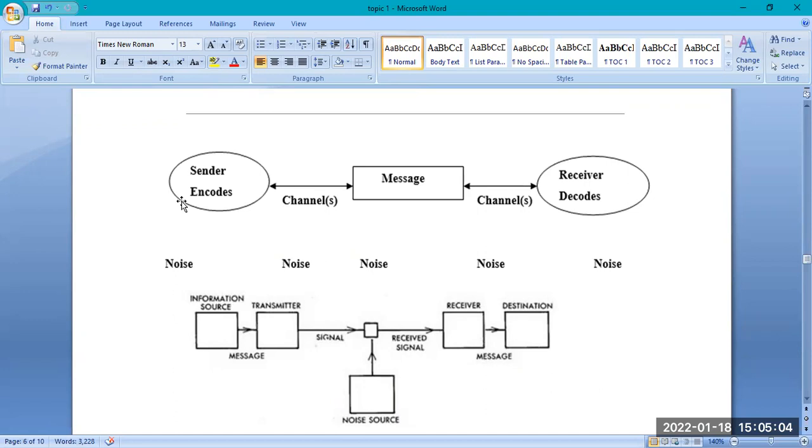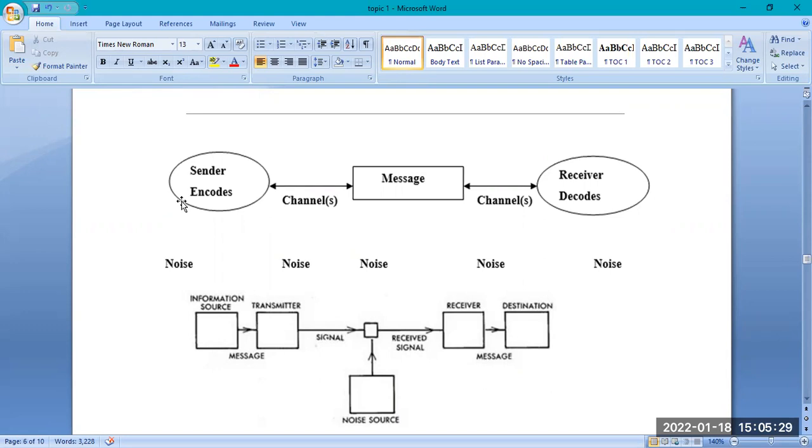I am writing this message and I'm sending it to my lecturer. So the lecturer is the receiver. Then from the receiver, there is what we call the feedback. The feedback is the reaction of the receiver towards the sender's message.